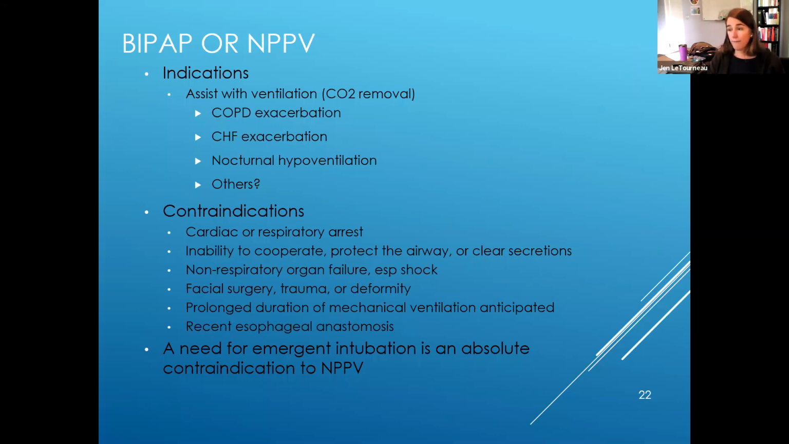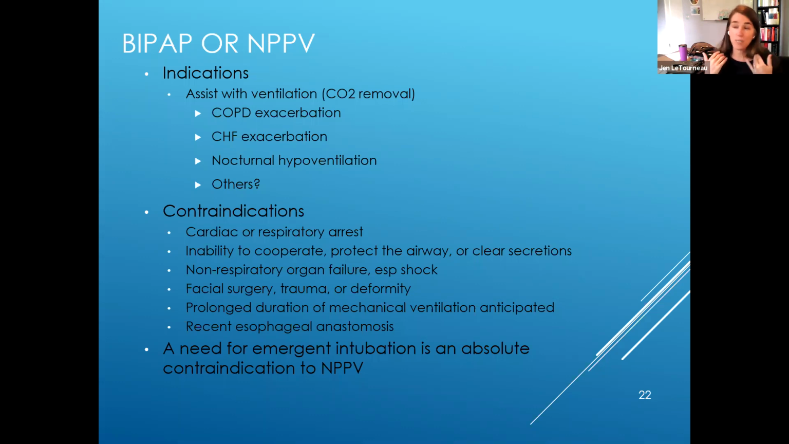If they have non-respiratory organ failure, especially shock, you should reconsider whether a BiPAP is appropriate. And the reason for that is typically when people are going into severe septic shock, you have to manage multiple different things at once. And frequently you have to use the invasive mechanical ventilator in order to try to blow off CO2 to make up for the metabolic acidosis. And so non-invasive mechanical ventilators are usually not the best tool.